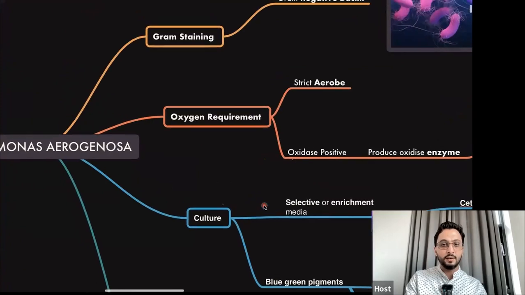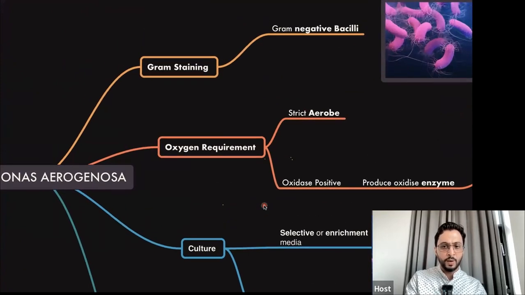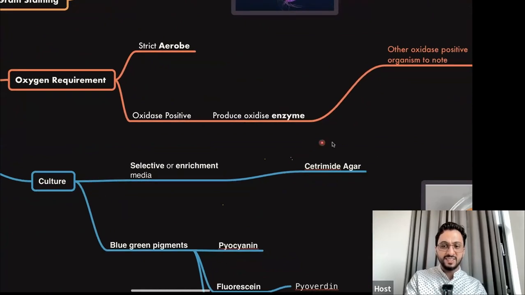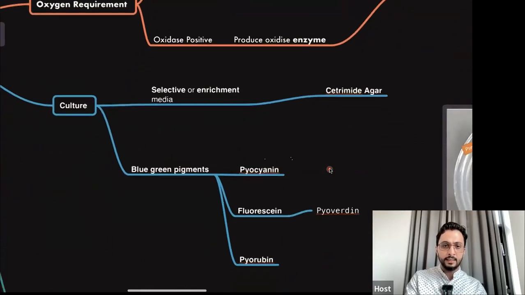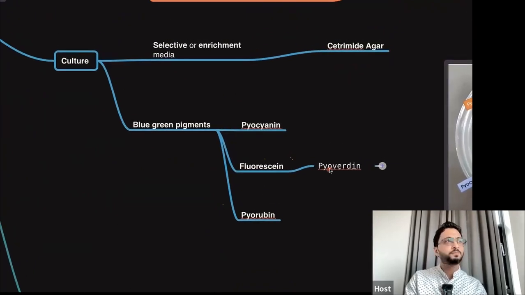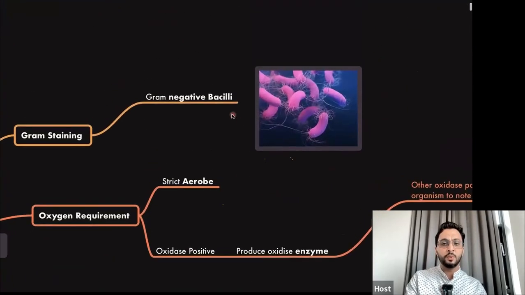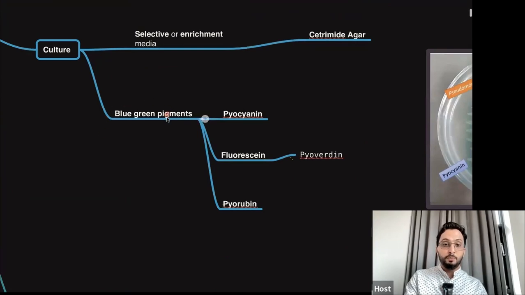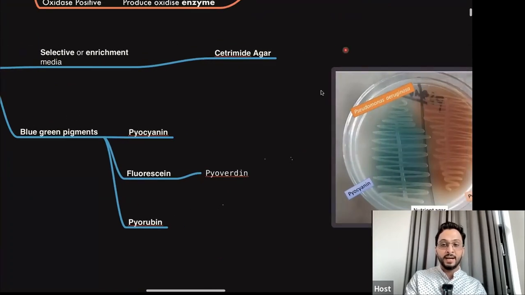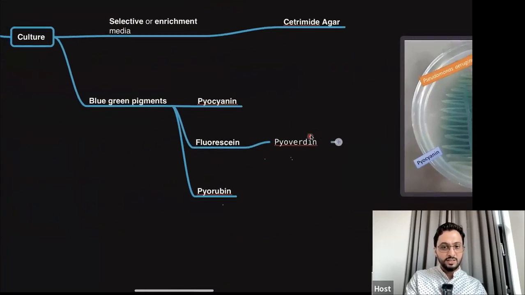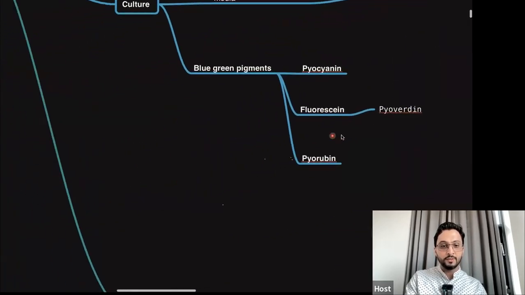So far we studied the gram staining, the oxygen requirements, it's oxidase positive. Culture media, very, very important, cetrimide agar. And yes, the pigments they produce. Now again, let me go a little slow. This is where they can ask you: strict tear-offs, gram-negative bacilli producing oxidase positive, producing blue-green pigments in cetrimide agar. Identify the organism. They can give you this image, any image. So that's a very clinical level question you can get.